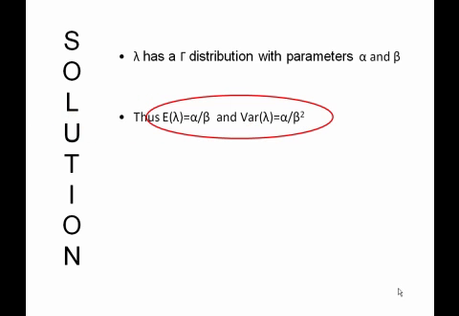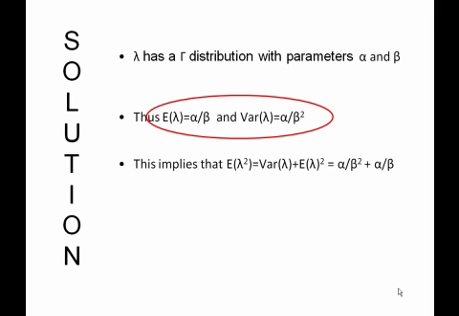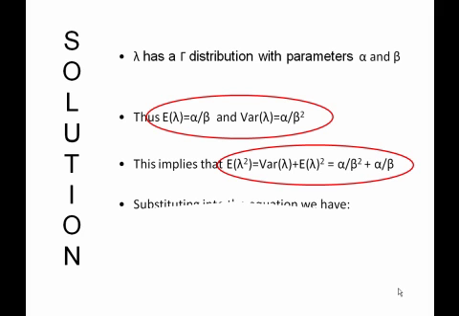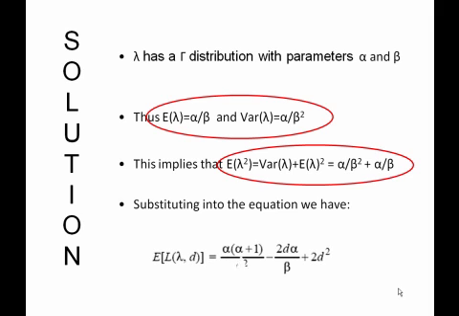Now we needed to calculate the expected value of lambda squared. We can write that down by knowing that the expected value of lambda squared minus the expected value of lambda all squared is the variance of lambda, and we know the variance of lambda. So that means the expected value of lambda squared is the variance of lambda plus the expected value of lambda squared. That is alpha over beta squared plus alpha squared over beta squared. Finally, we just need to substitute these in now to our loss distribution to come up with the formula.